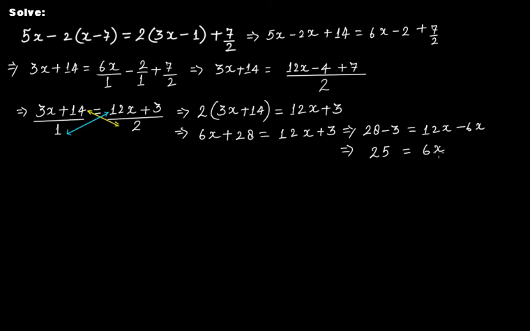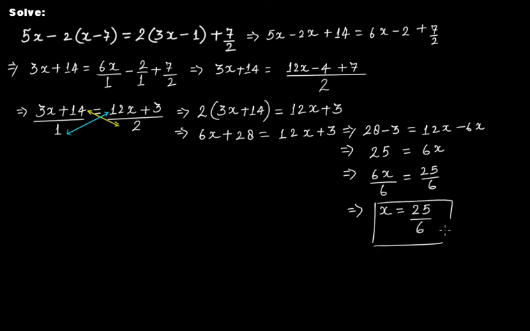Now if you divide both the left hand side and the right hand side by 6, because we want only the variable on the left hand side, this becomes 6x by 6 is equal to 25 by 6, and you get x is equal to 25 by 6, because we don't have any highest common factor of 25 and 6.